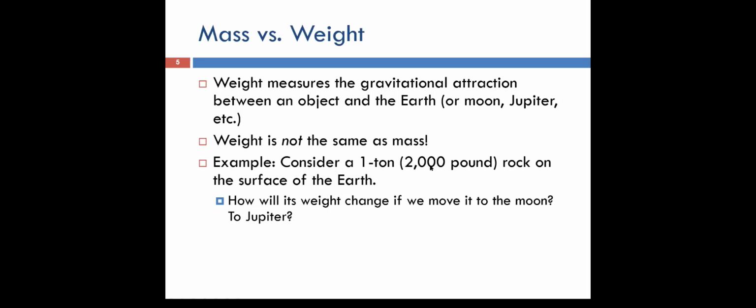its weight would change if we moved it to the moon. How much does something weigh on the moon compared to the Earth? More, less, or the same? Less. And when you take physics, you understand the reason for that. It's because the moon has less mass. So things weigh less on the moon than they do on Earth.